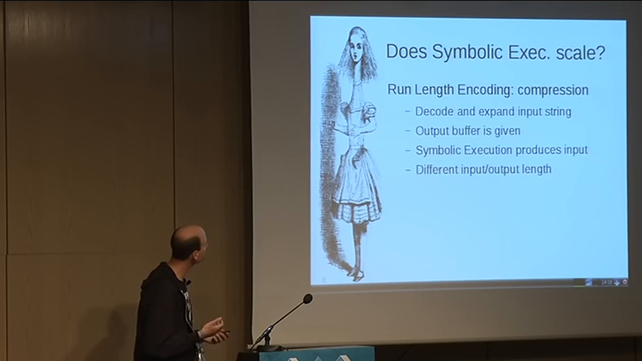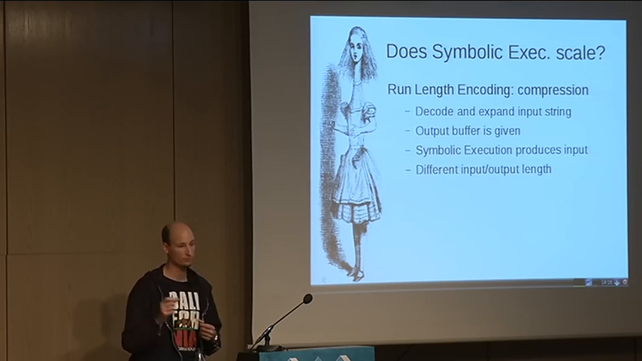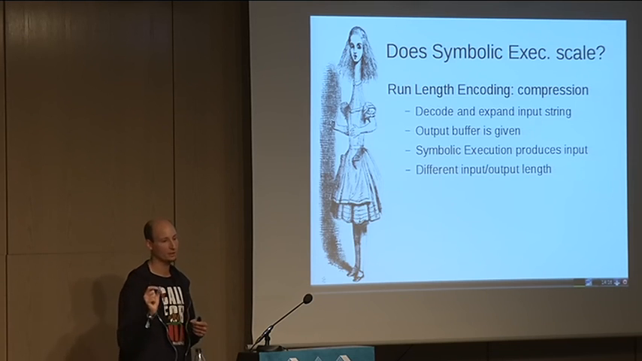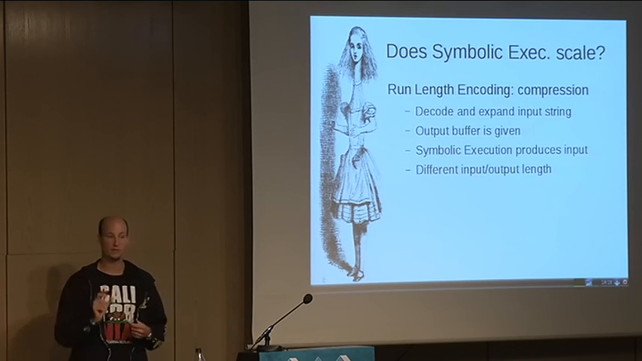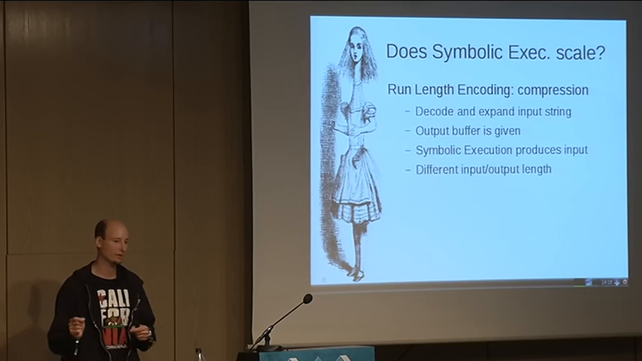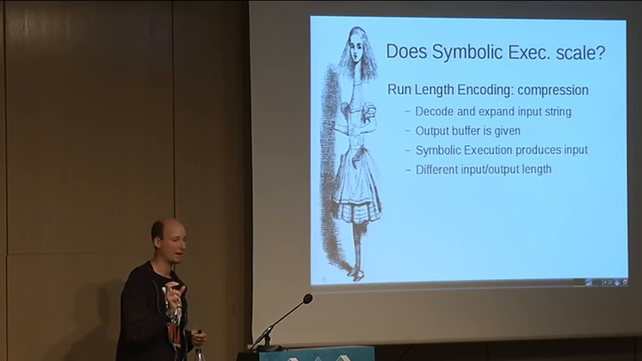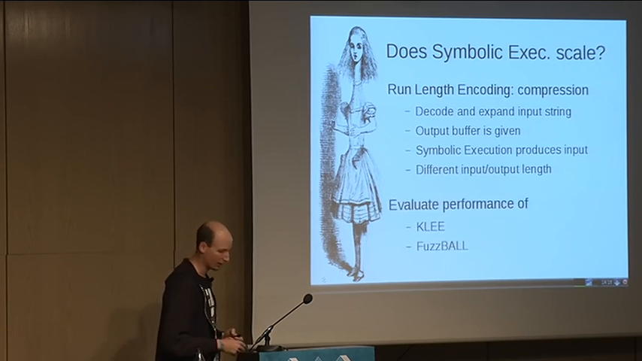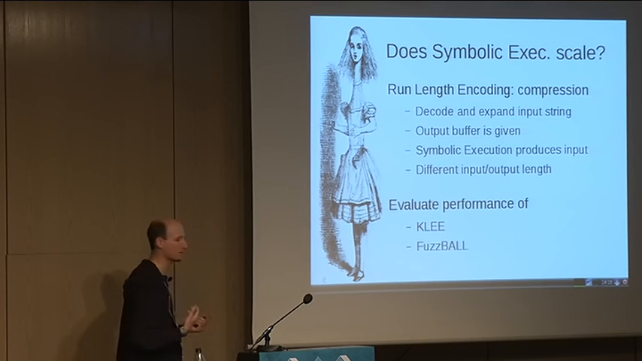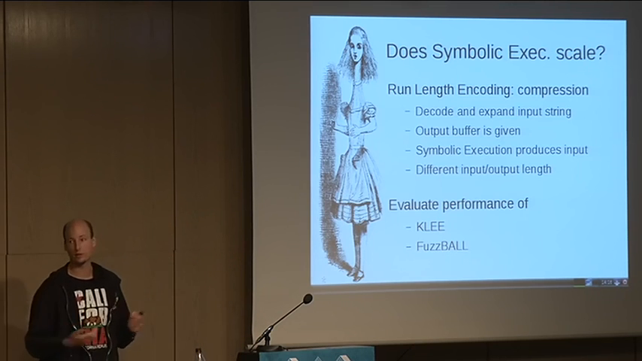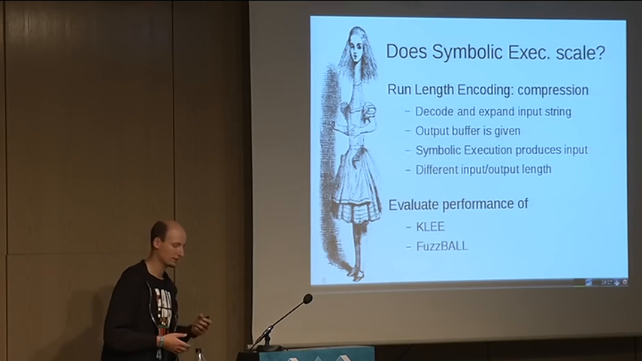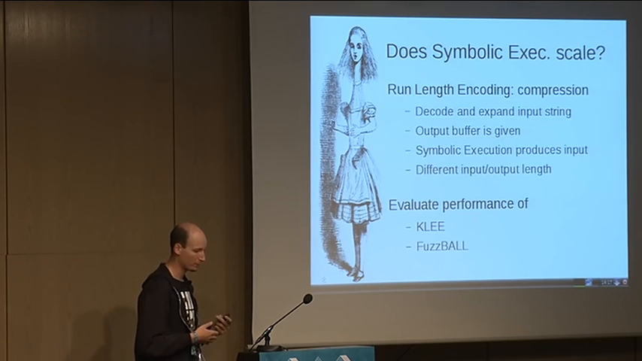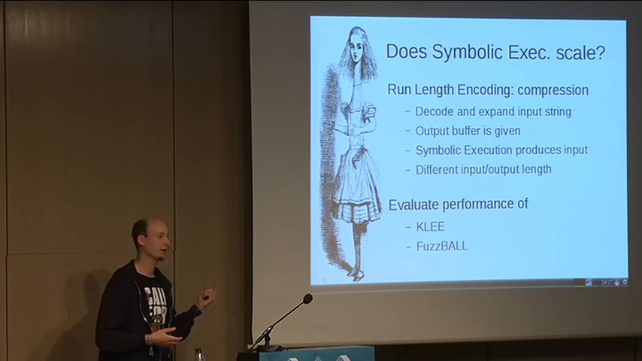We assume that the output is given, and we have a decoder function. But we want a specific input that then decodes to our given output, if we only have the function that decodes. So we use symbolic execution to compute the pre-image of a given output. And we evaluate the performance of KLEE and Fuzzball, two of the bigger symbolic execution engines that we could just run on top of it. And we implemented RLE the same way as it is implemented in PDFs.